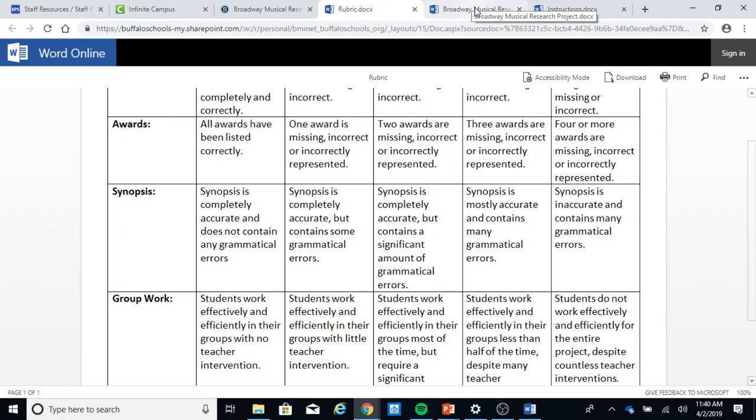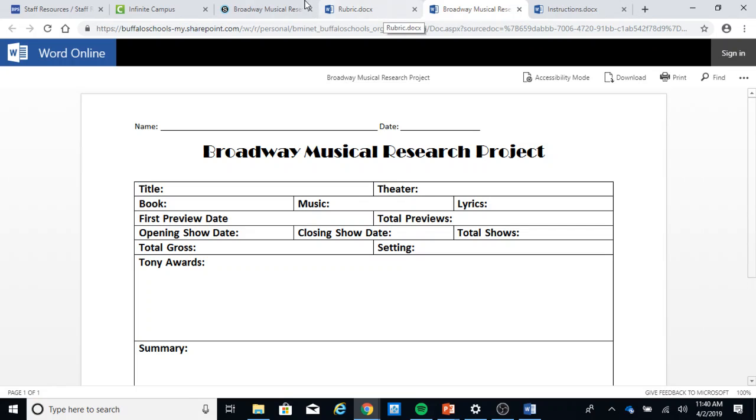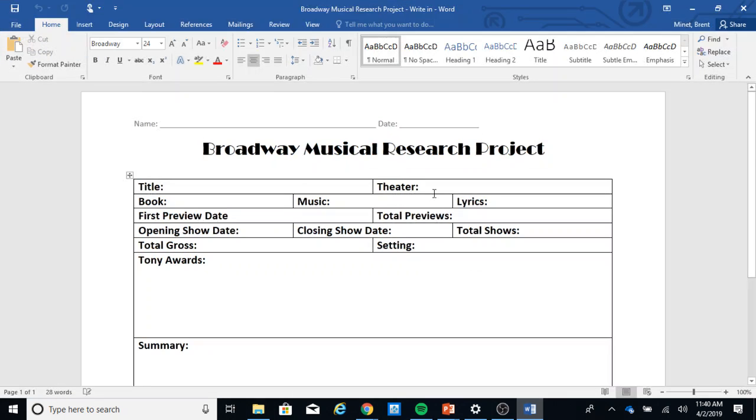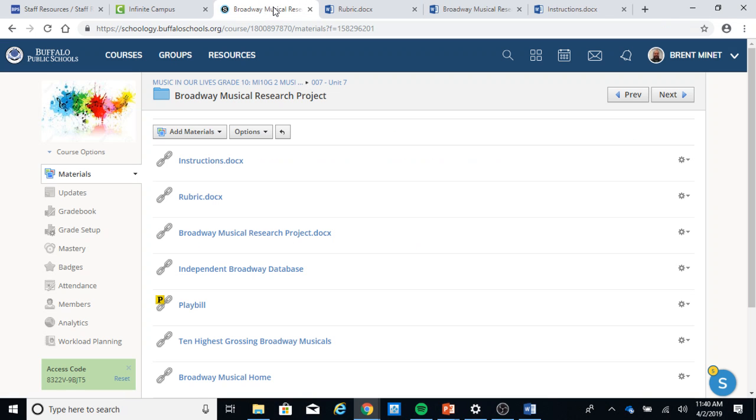So what we're going to do is we're going to go through and fill out one of these forms together. We're not going to use one of the musicals I've listed there. We're going to use a different one that's not on the list. You're not going to fill anything out because you don't have it, but I'll fill it out. You guys are going to help me make sure that the right information's in the right place.